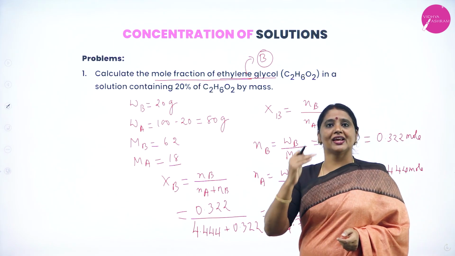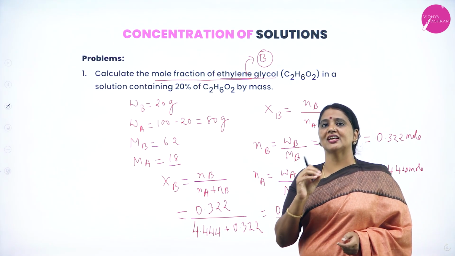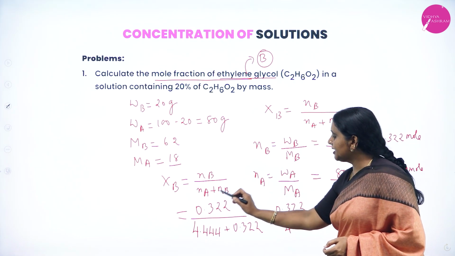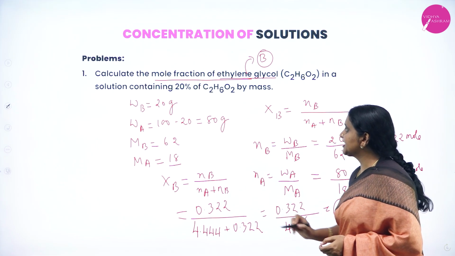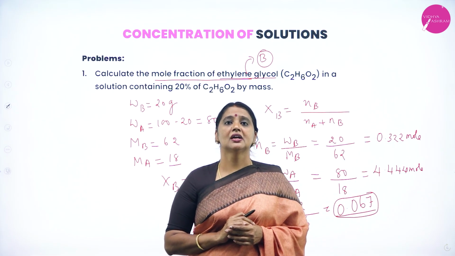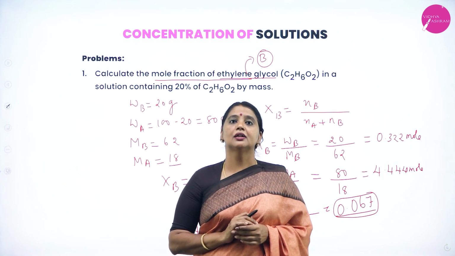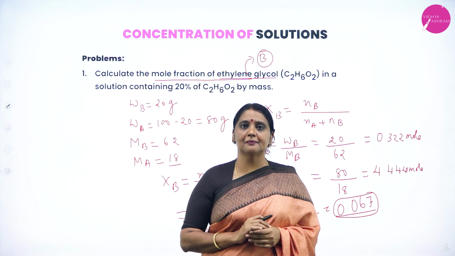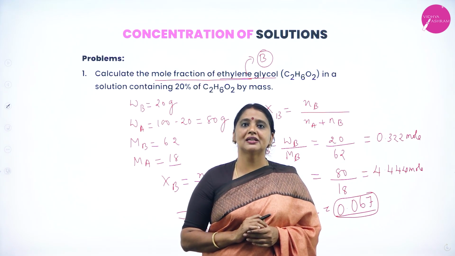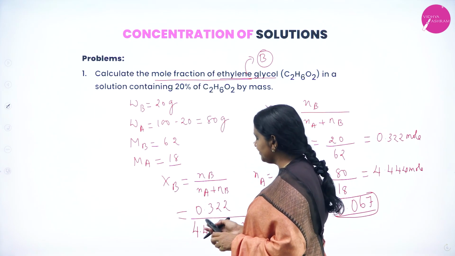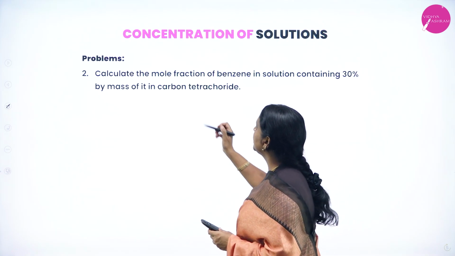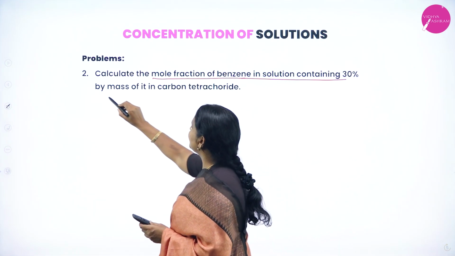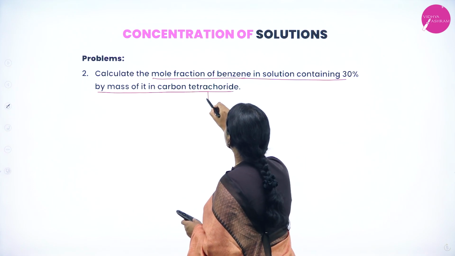As you know, the mole fraction does not have any unit, because in the numerator there are moles and in the denominator also moles, and the moles get cancelled. This is how you calculate mole fraction using the formula XA is equal to NA divided by NA plus NB, XB is equal to NB divided by NA plus NB. Next problem: calculate the mole fraction of benzene in a solution containing 30% by mass of it in carbon tetrachloride.